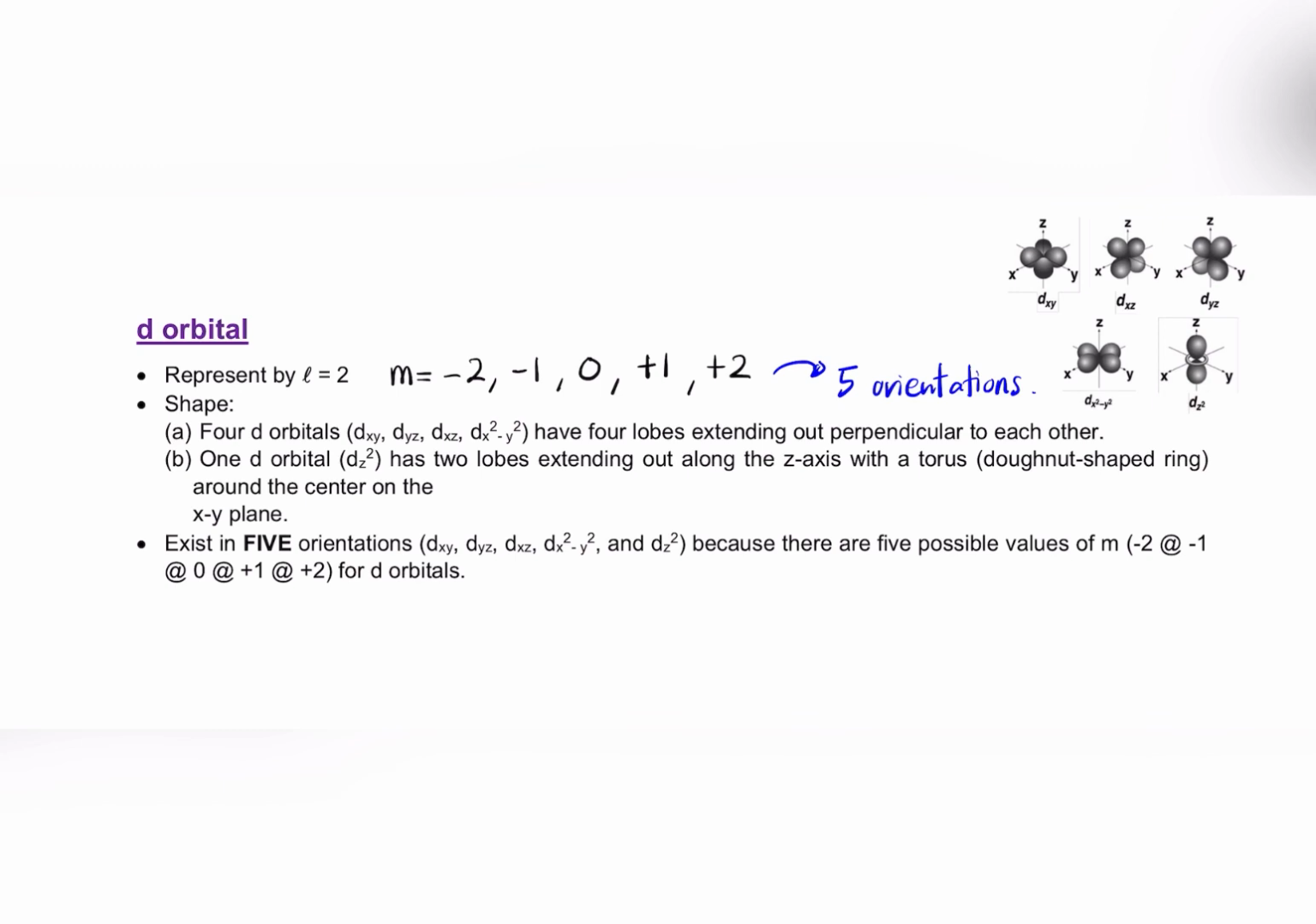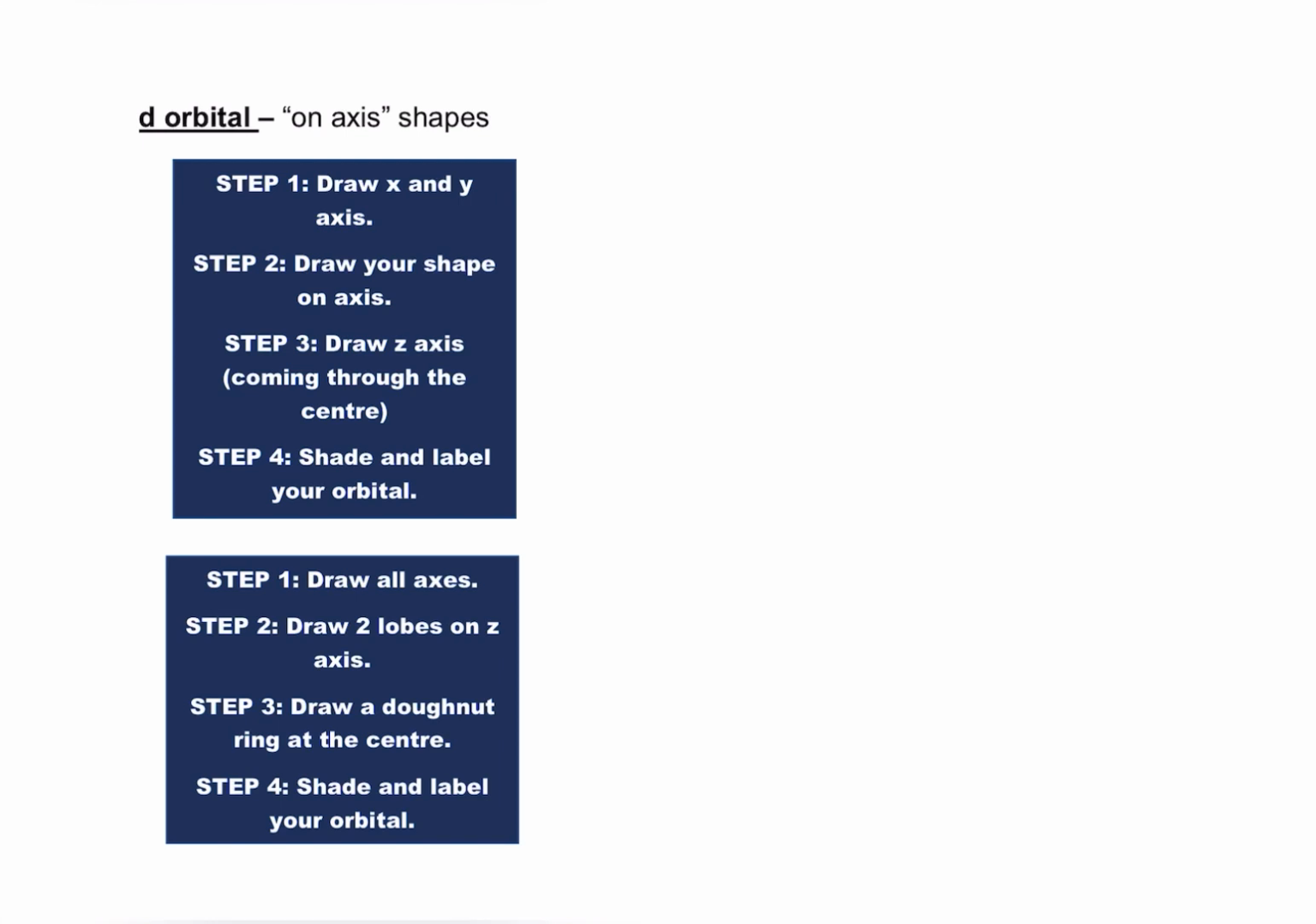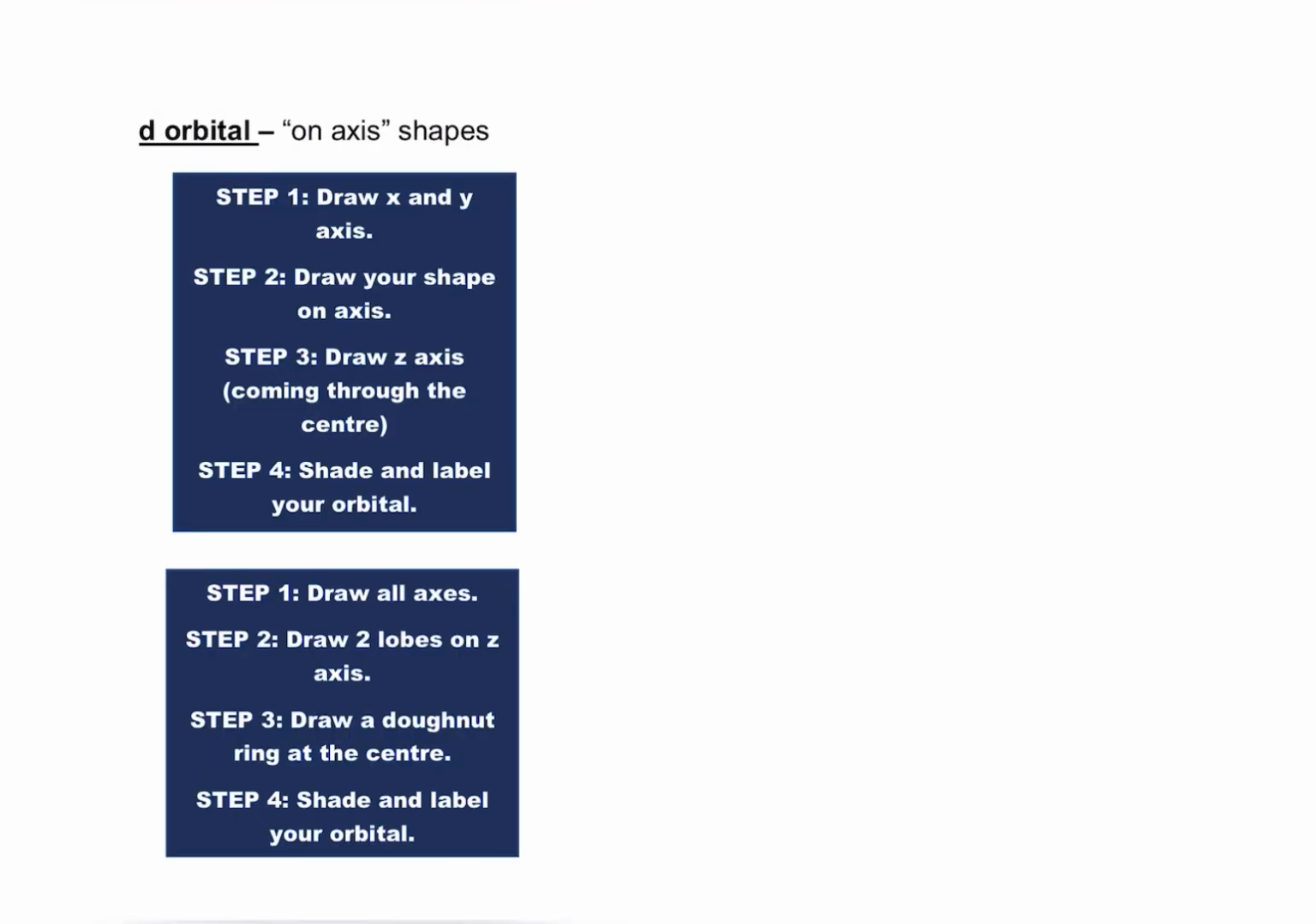So now I'm going to explain how to draw the shape of them one by one. I'm going to separate into 2 parts. The first part is on-axis shapes, and the second part is in-between shapes. Let's go for on-axis shapes first. We have 2 of them. The first one is dx square minus y square, and the next one is dz square. So let's draw the first one.